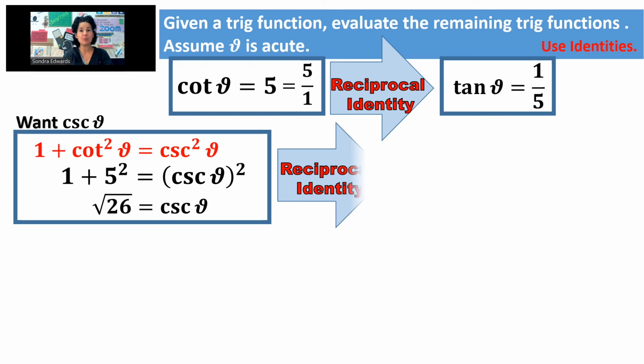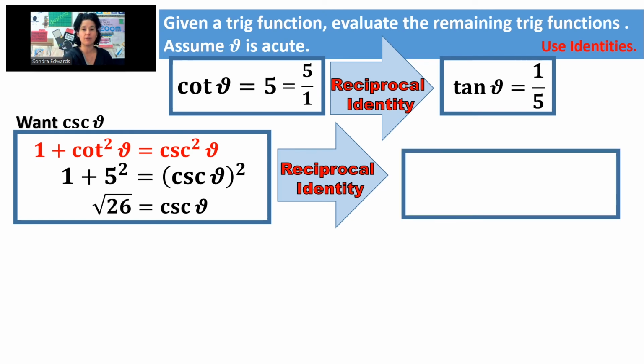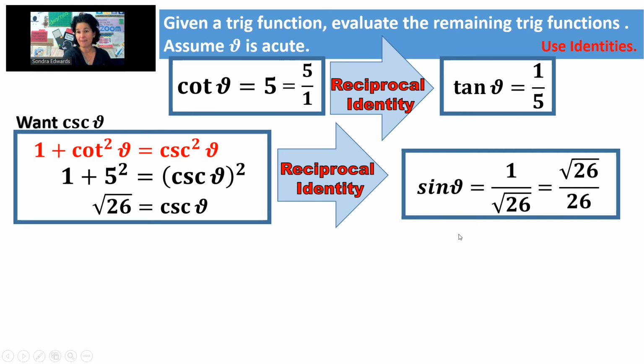I'm going to go right to my go-to identity, the reciprocal identity. The reciprocal of cosecant is sine. So if we know that cosecant is root 26 over 1, let's take the reciprocal, flip that over. So then sine of theta is 1 over root 26. I need to rationalize it just for my final answer. So notice I did multiply the numerator and denominator by the square root of 26 for my final answer to sine of theta.